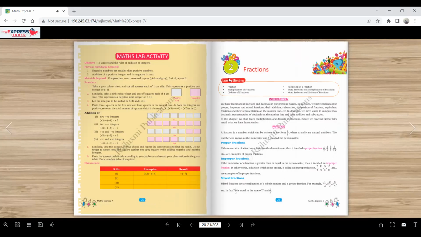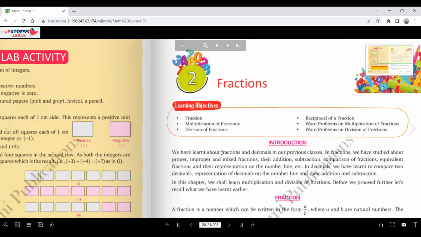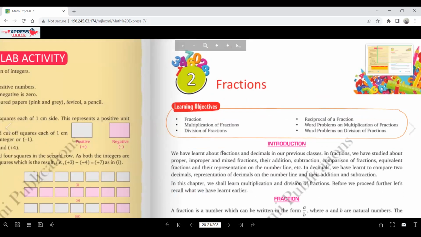Today we are going to discuss the new chapter, that is fraction, which is given on page number 21. As you can see, this is the chapter of fraction. I hope you have a little understanding about fractions, and if you don't know anything about them, today I will give you the introduction of this chapter, where we will understand what a fraction is and how we will deal with fractions. I hope you will enjoy this session, and if you find any difficulty at any point, you can ask questions.